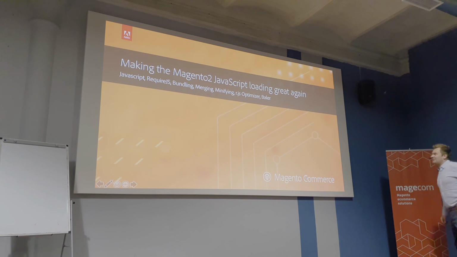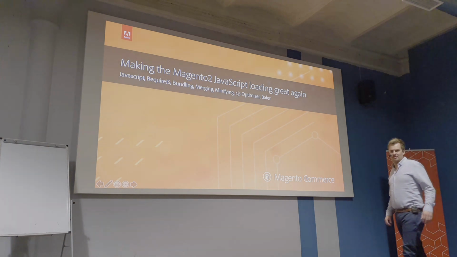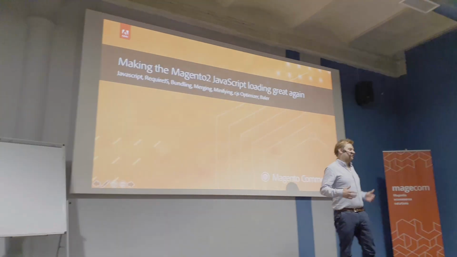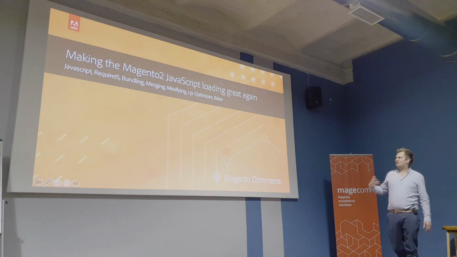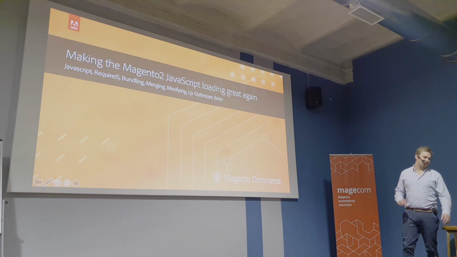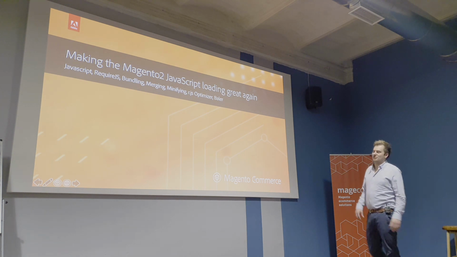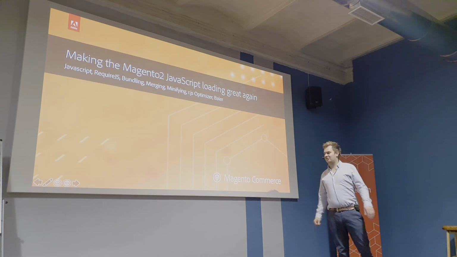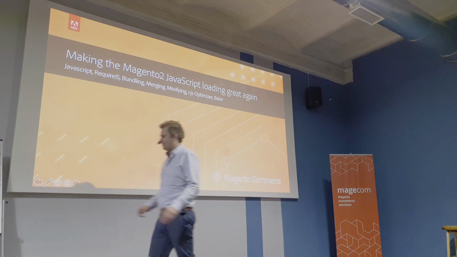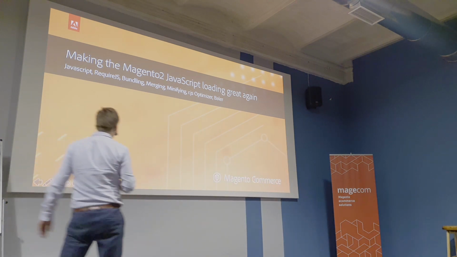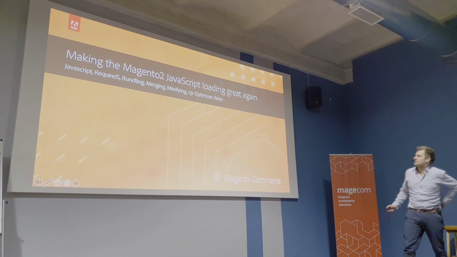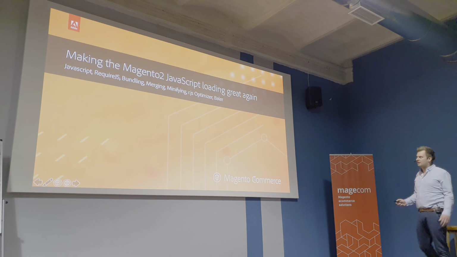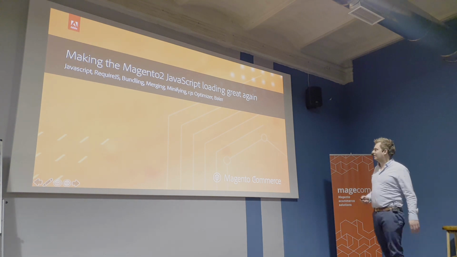So welcome to this talk about making the Magento 2 JavaScript loading great again. JavaScript is mostly front-end, but I promise this is also going to be slightly interesting for those doing only back-end, because this stuff also needs to be deployed, and it also requires changes in the build process. So we're going to talk about JavaScript, RequireJS, bundling, merging, minifying, the optimizer, and also something called the baller in the end.